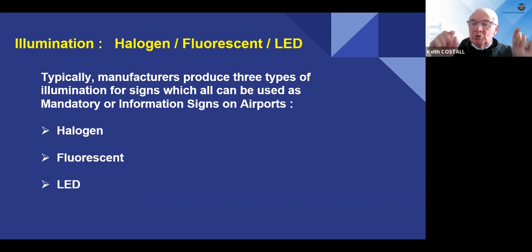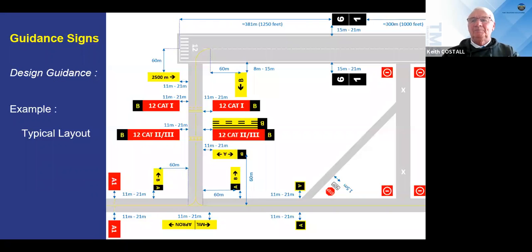And the spread, because we can put them in strips, the spread can be better. So LEDs have brought some positive advantages when it comes to guidance signs. Here is a typical designer's layout of a runway holding position of the various types of guidance signs that we can have, which is a mixture of mandatory at a runway holding position, an advisory, knowing where we are and which direction we're going to go.